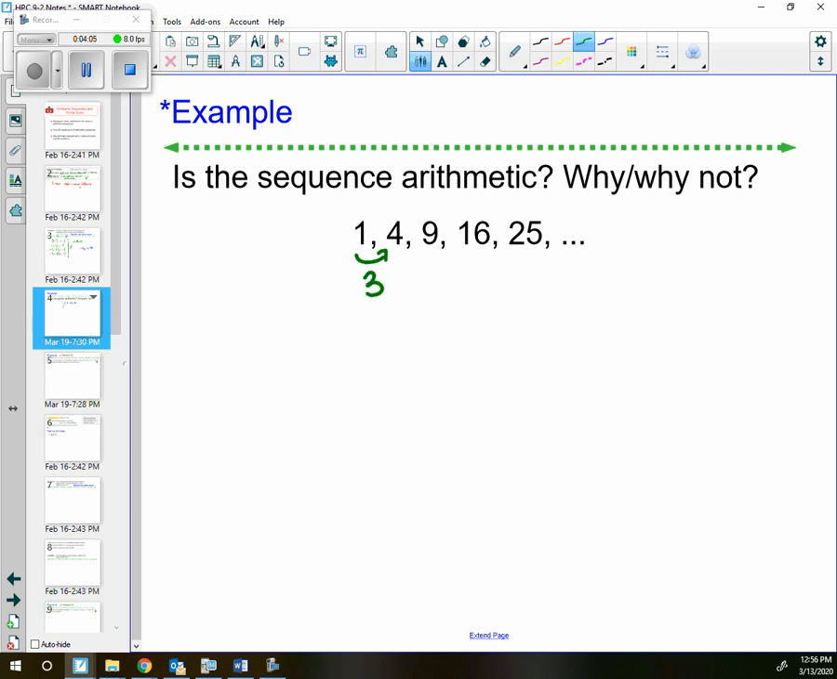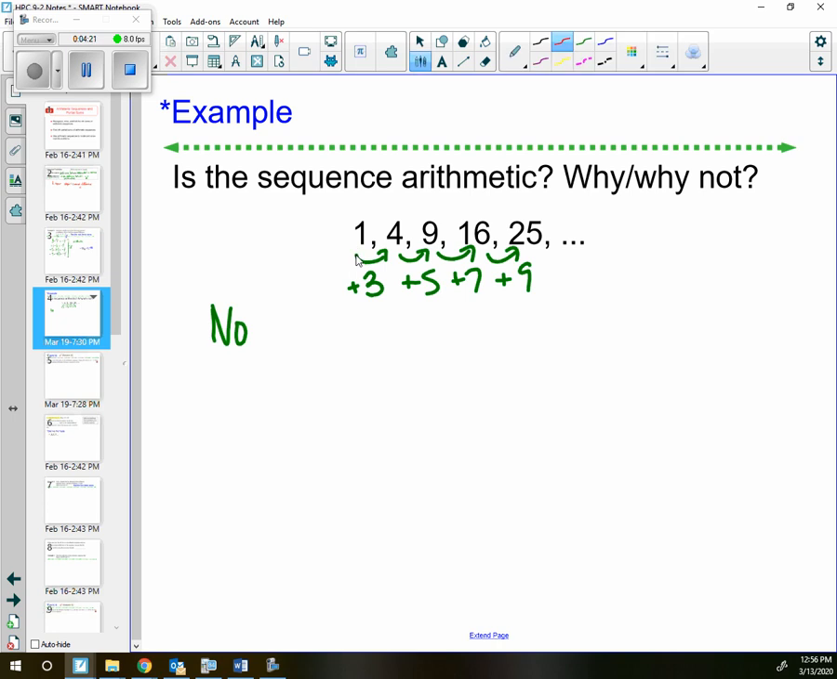Well, we're going up by 3, but then we go up by 5, and then we go up by 7, and then we go up by 9. Definitely not arithmetic, so this would be no, because that common difference isn't there. The first differences are not equal, but I'm hoping some of you might recognize these numbers.